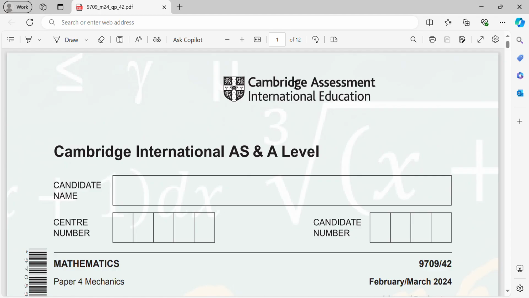This video is to discuss Cambridge International AS and A-Level Mathematics Paper 4, which is the mechanics for February-March 2024, and the code is 9709/42. So let's move on to question number 1.